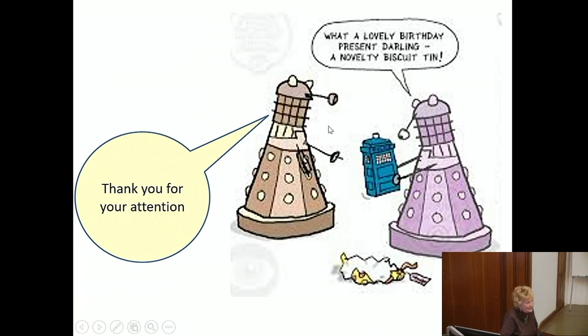So my question is... Oh, there's a question. Yes. What is the average grade of tin deposits around the world? About 0.5%. The Witwatersrand is probably about 0.3.